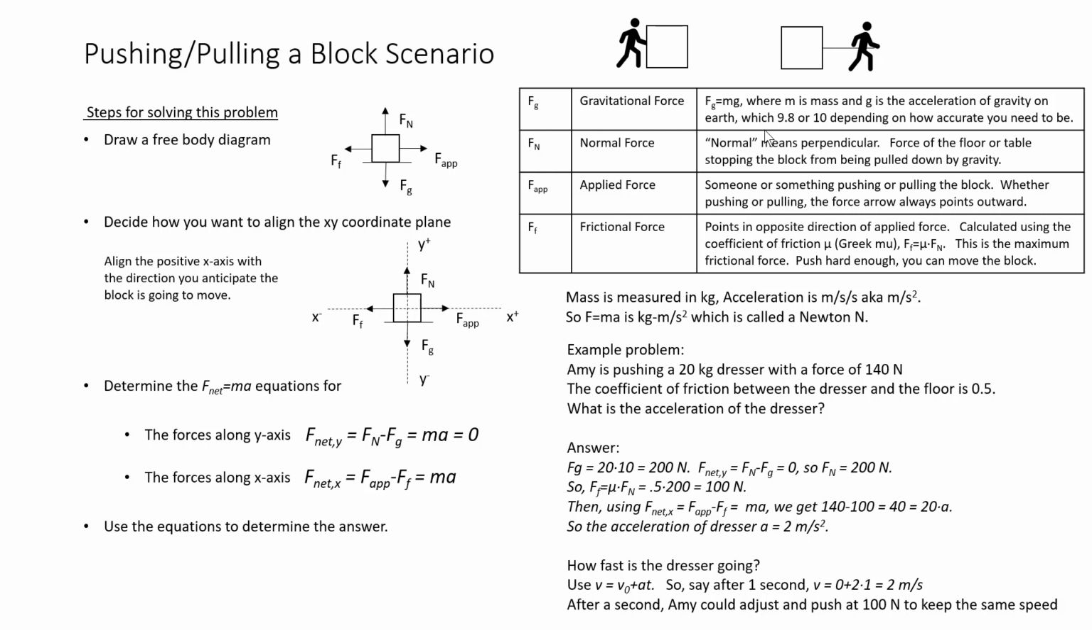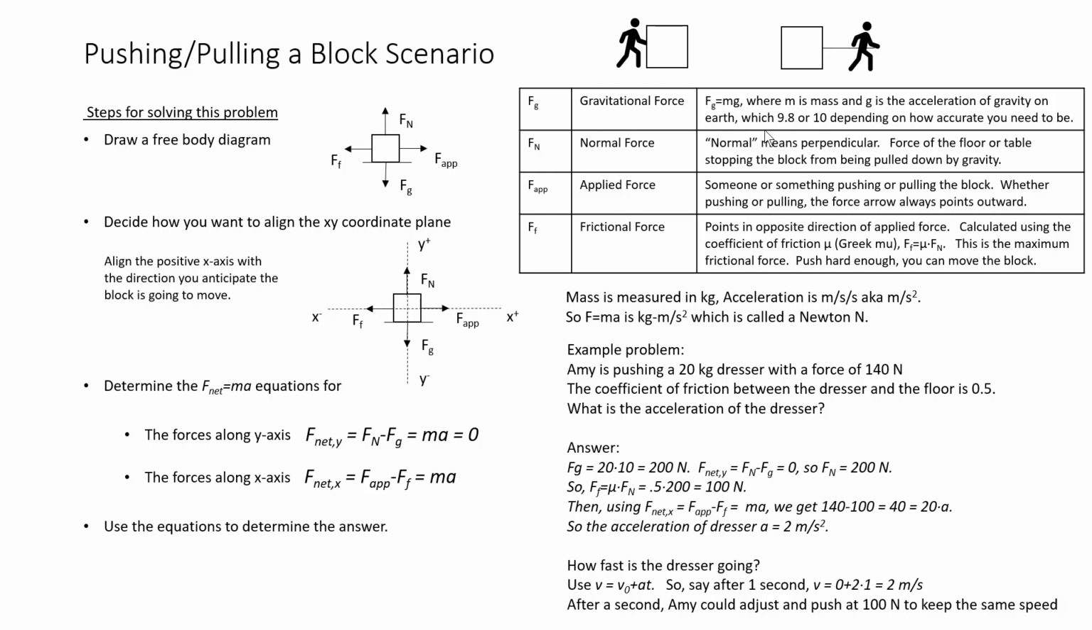The next step we need to do is align the x-axis and the y-axis to our free body diagram. And what you want to do is align the positive x in the direction you think the object is going to move. Now that we have that, we can make our equations.